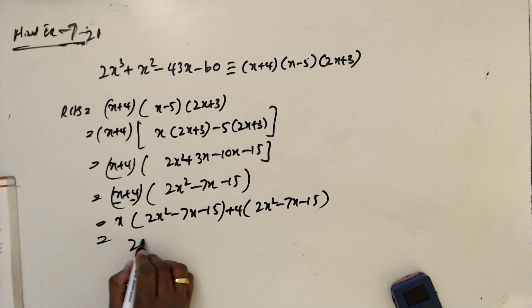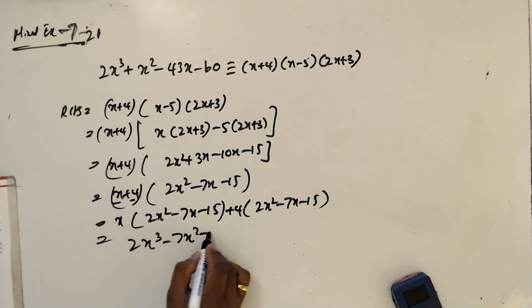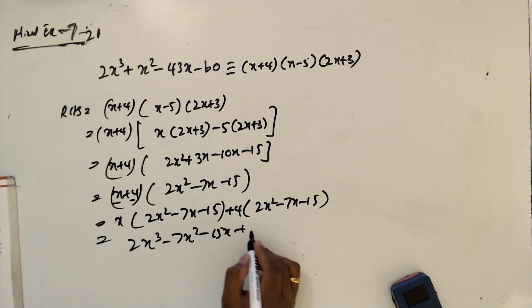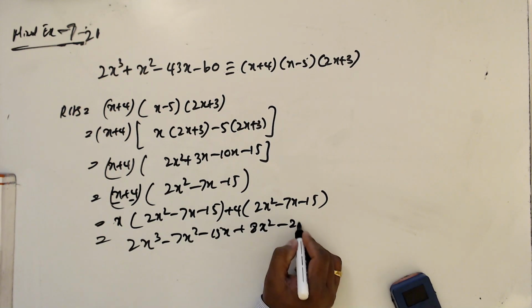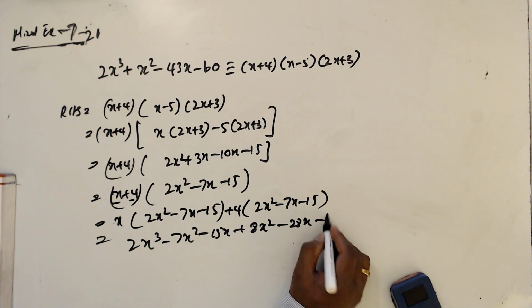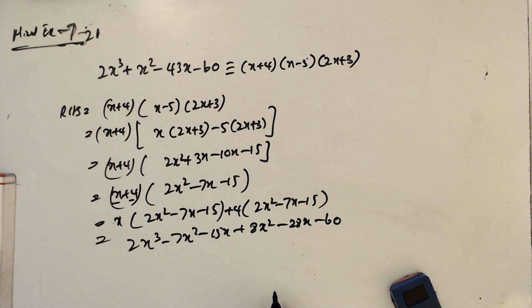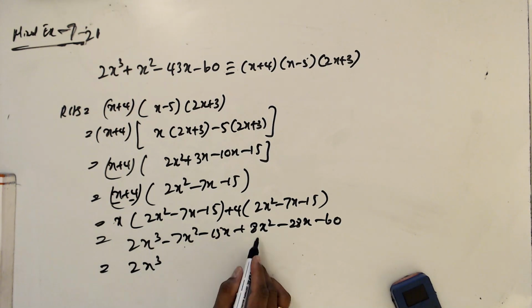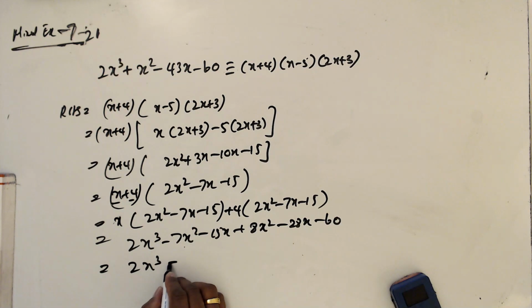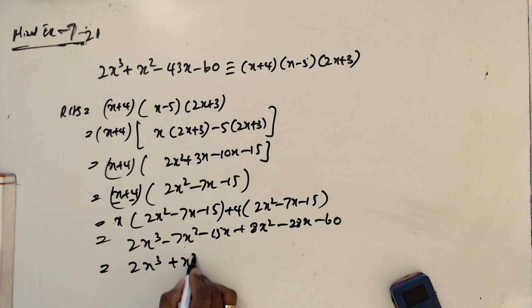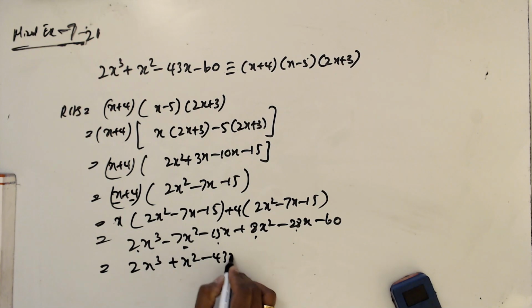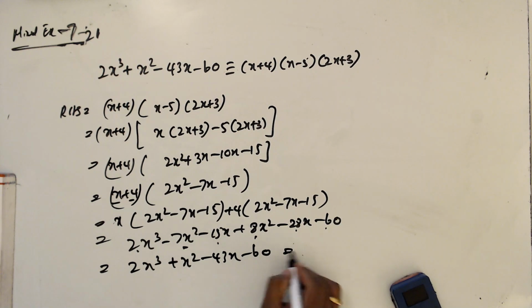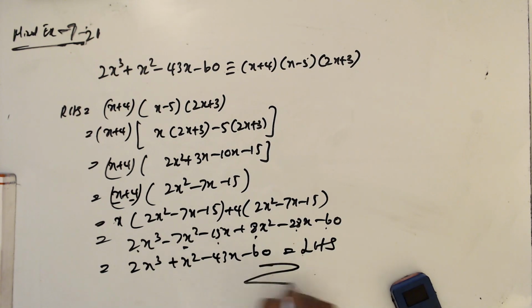Now this is 2x cubed minus 7x squared minus 15x plus 8x squared minus 28x minus 60. Now this is going to be 2x cubed, minus 7x squared plus 8x squared, that is x squared, minus 15x minus 28x is minus 43x, and minus 60, equal to the left hand side.